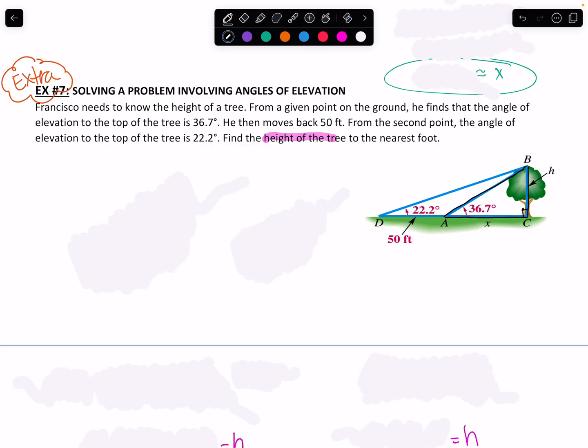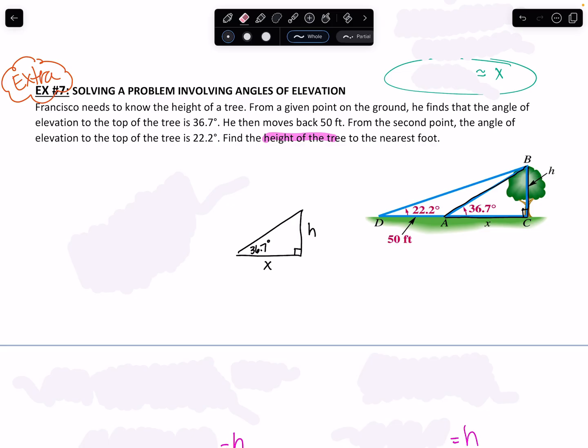Now I'm going to assume that this tree is straight up and down, so it looks like we have here a right triangle, right? Where the tree height they're calling h, and the distance from the base of the tree to where Francisco first stopped, they called it x. So I always like to draw a separate picture that's separate from the one that's given, so I can clearly see what's happening in that little triangle, right?